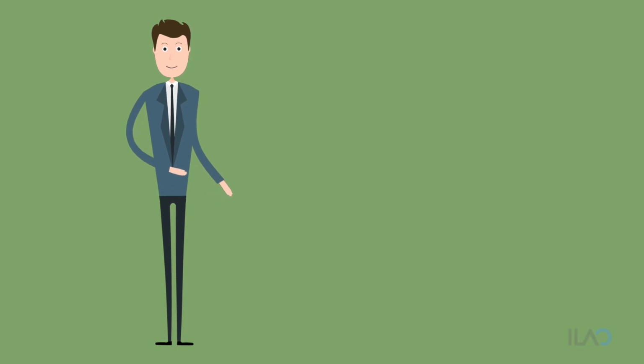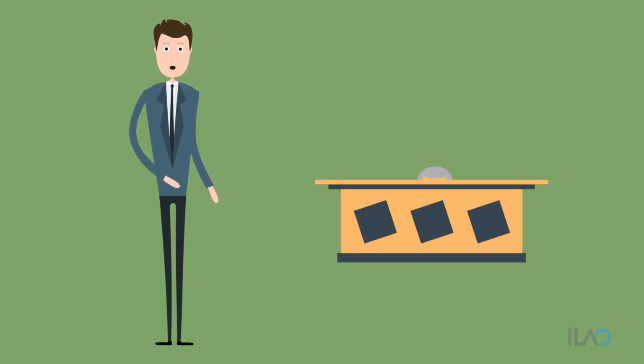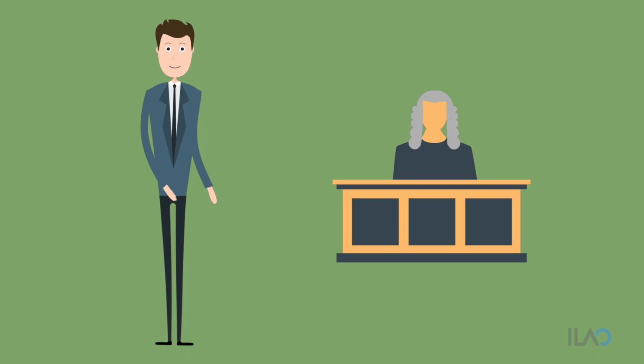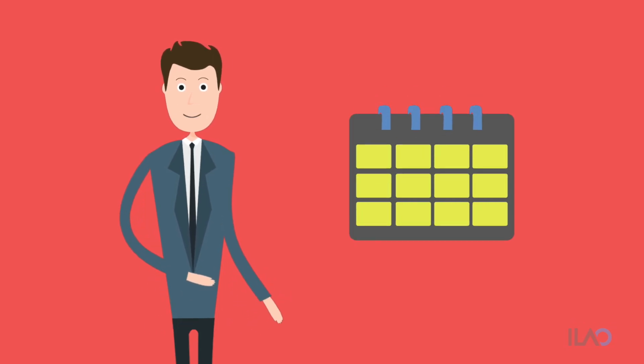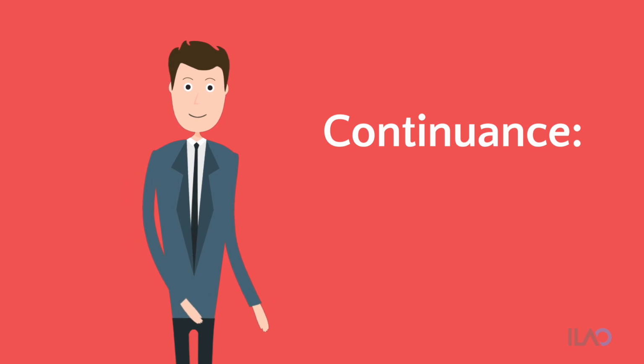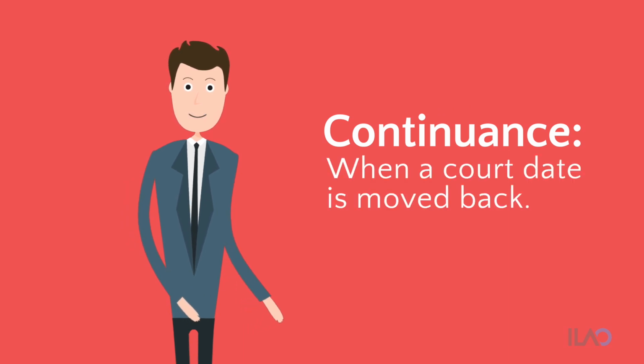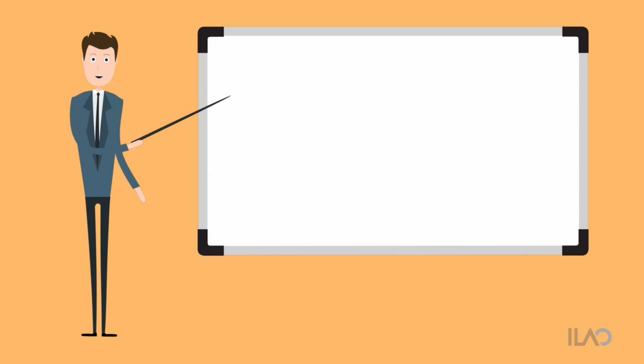In this video, you will learn how to ask the judge in your case to move a court date. If you have a scheduled court date, like a hearing, and you can't make it, you can ask the judge in your case to move it. This is called a continuance. We will go over the following steps in the process.